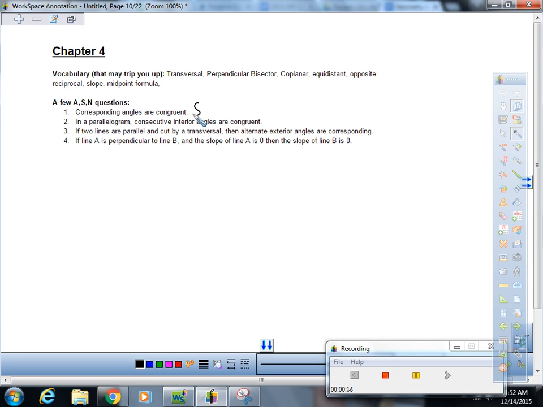In a parallelogram, consecutive interior angles are congruent. This would be sometimes, because we know that for rectangles and squares, they would be congruent, but for a rhombus and a parallelogram, they wouldn't always be congruent.